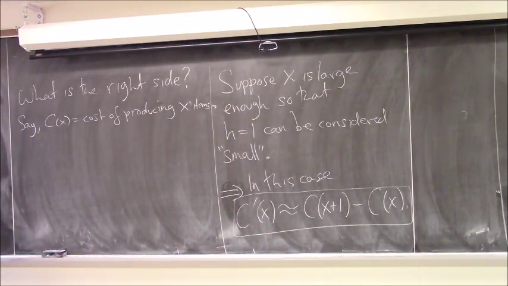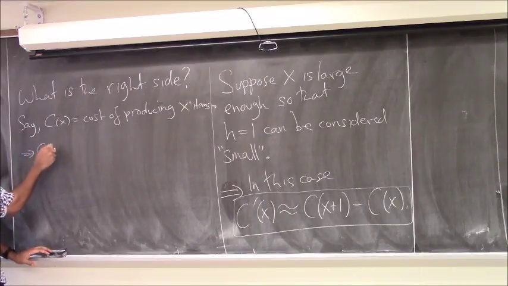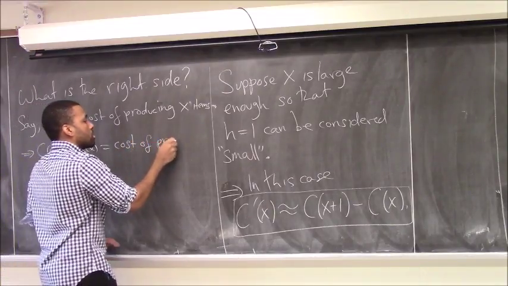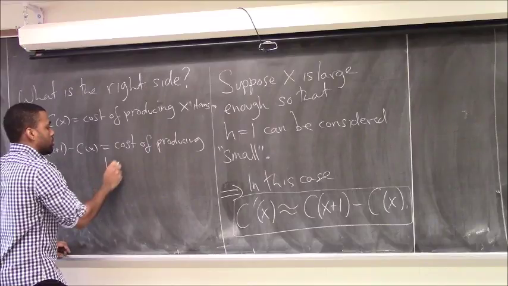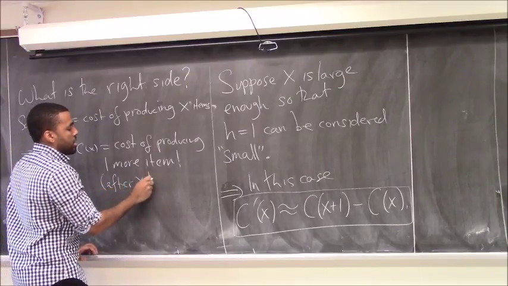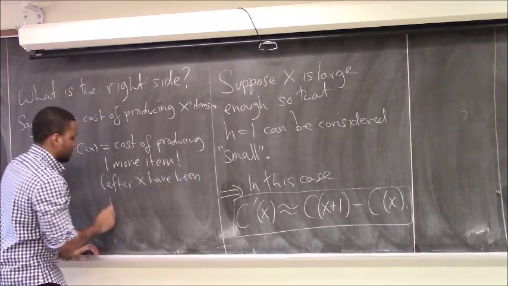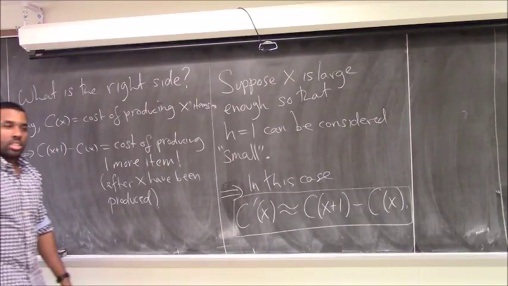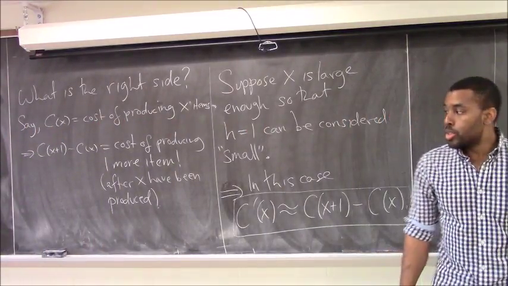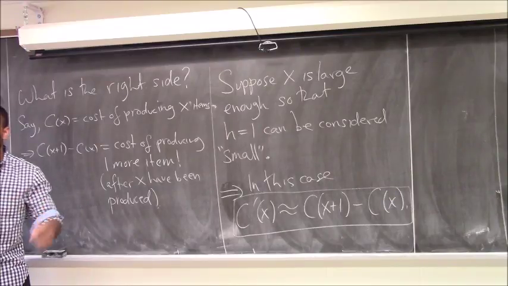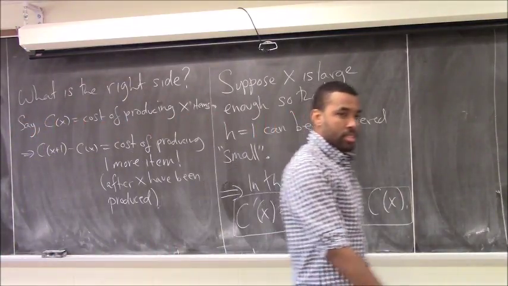Yeah? The cost of producing one more item. When you subtract, this means that C of X plus 1 minus C of X is the cost of producing one more item, once X items have been produced. That's it. This is the cost of an additional item. So what this expression is telling me is, if I already produced a million iPhones, how much would it cost me to produce a million and one iPhones? That's sort of the expression.